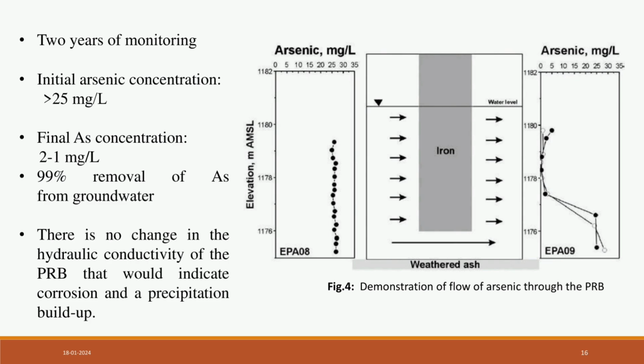After installation of the PRB and monitoring for 2 years, it was found that the initial arsenic concentration was more than 25 mg per liter, and after 2 years it becomes 2 to 1 mg per liter. It means 99% removal of arsenic from groundwater. There is no change in the hydraulic conductivity of the PRB that would indicate corrosion and precipitation buildup.